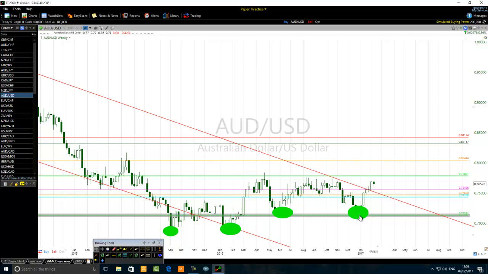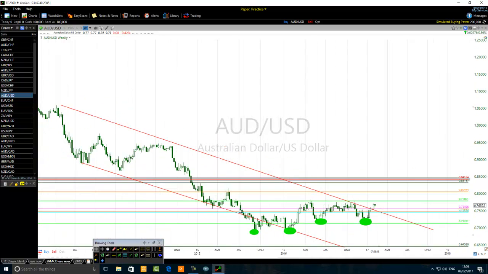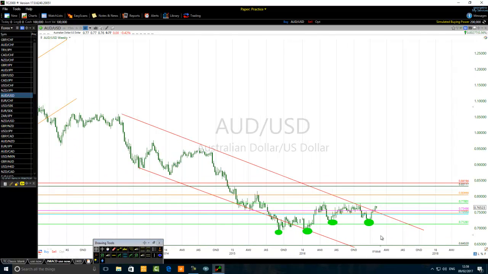So far, so good. Technically speaking, it's looking bullish. But as I said to you, for this double bottom chart pattern to become truly bullish, the price must break above what?